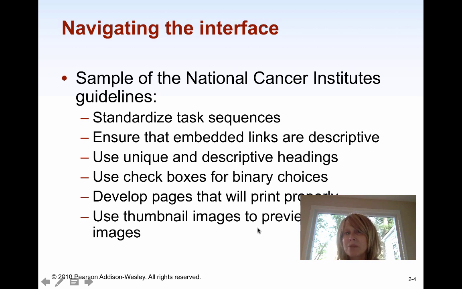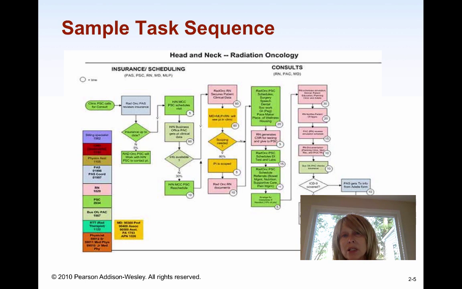Amazon does a perfect example of that. They put a lot of thumbnail images on a page, and then you click to pick the ones you want to see in more detail. So, sample task sequencing. This looks fairly complicated, but I would call it a process design model, which is showing how somebody goes from making an appointment to having a consult for head and neck radiation oncology.